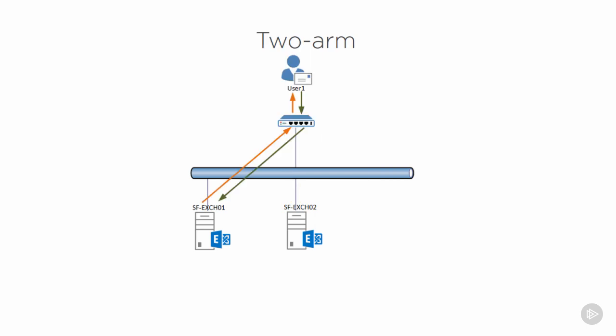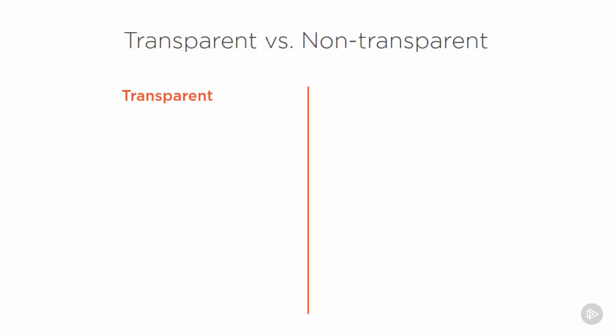The other common way of deploying a load balancer is in a two-armed configuration. In this topology, the load balancer has at least two network interfaces, one that is used to receive the client connections, and the other that is used to communicate with the Exchange servers. There are also two ways that you can configure the load balancer to operate: transparent and non-transparent.